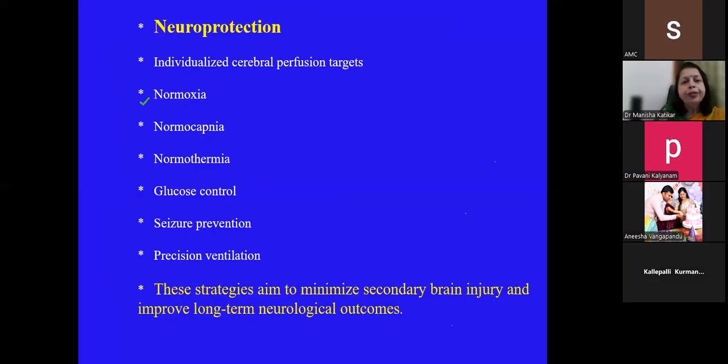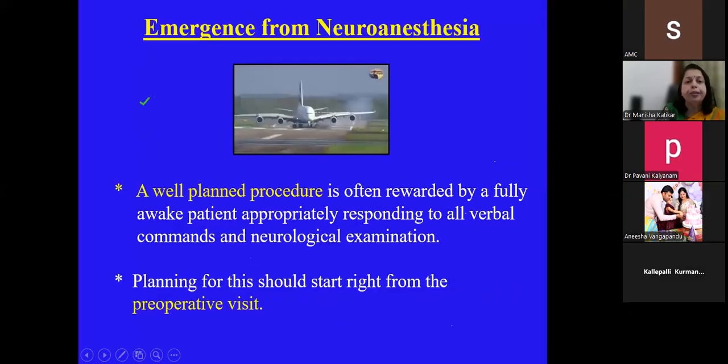So we need to have individualized cerebral perfusion targets, maintain normoxia, normocapnia, normothermia, euglycemia, blood sugar control below 180, seizure prevention, precision ventilation to avoid any secondary brain injury for a good long-term neurological outcome. And this is what is called neuroprotection intraoperatively.